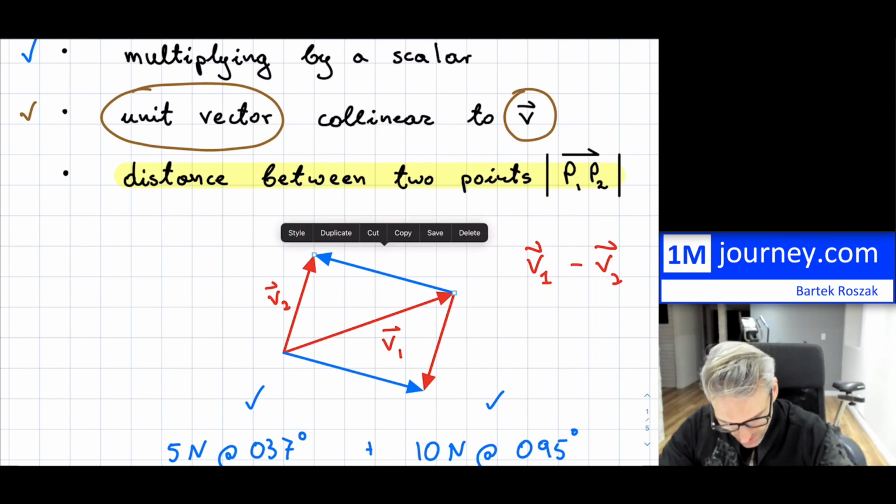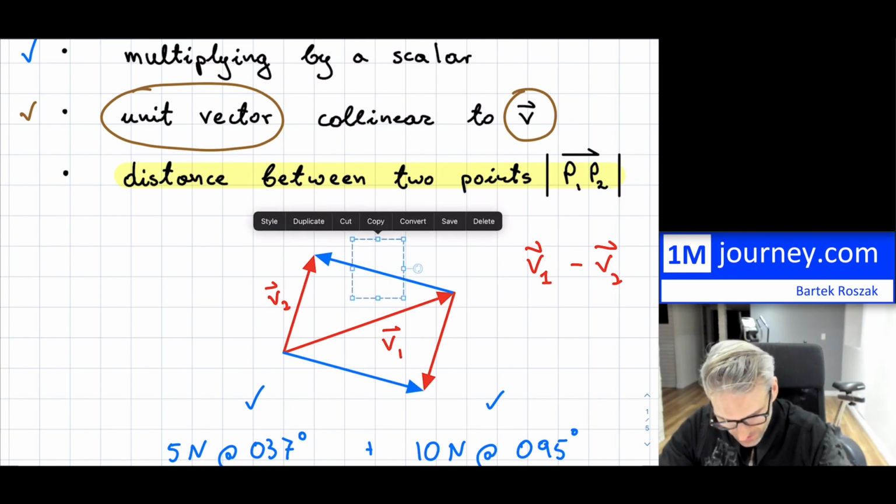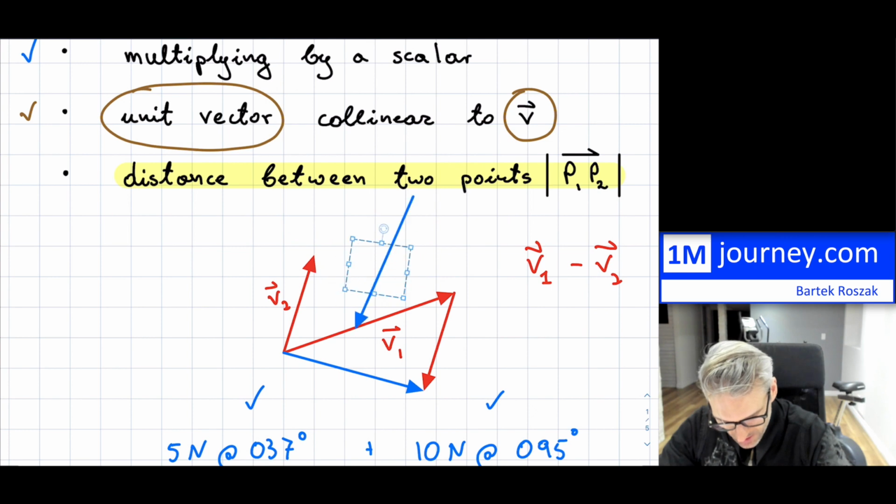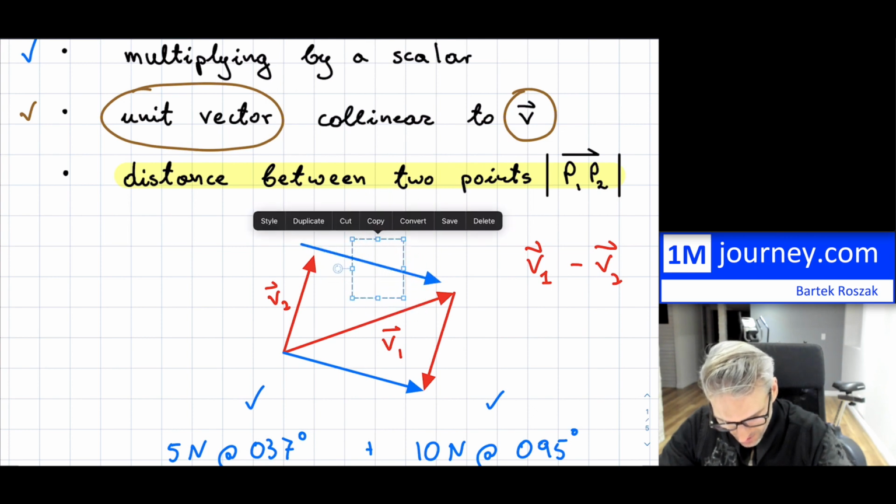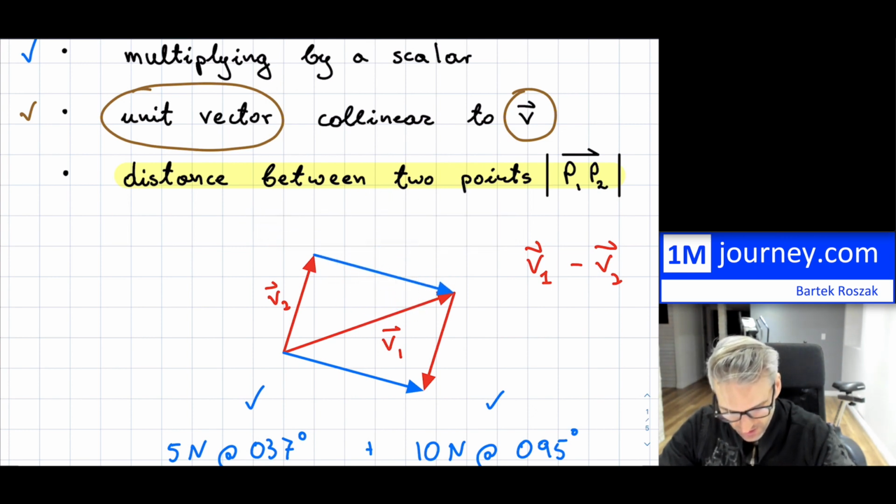So from here, let me just take this one and put the result, because I went from v1, so I'm going to just rotate this around, bam, and that's my resultant.